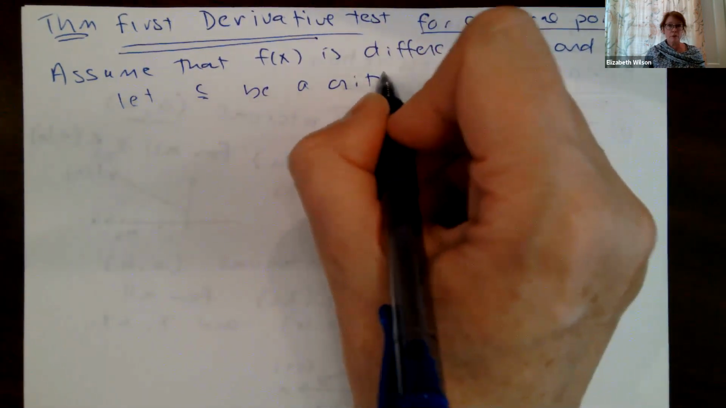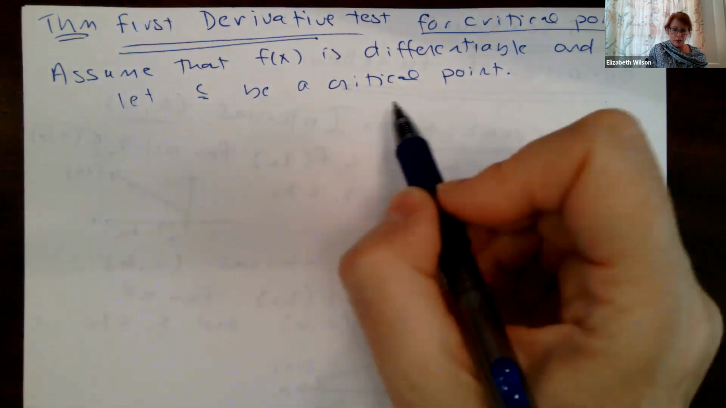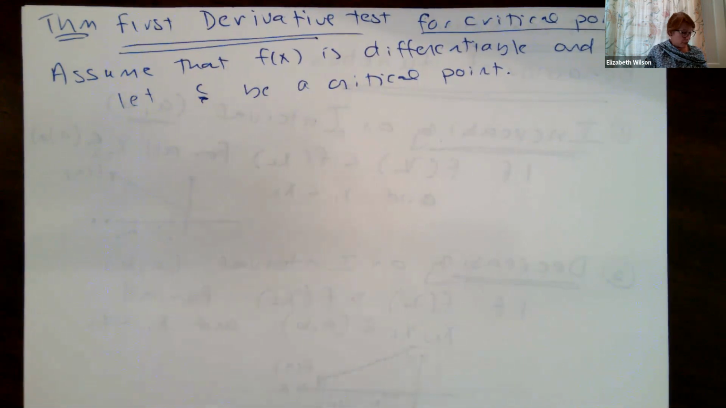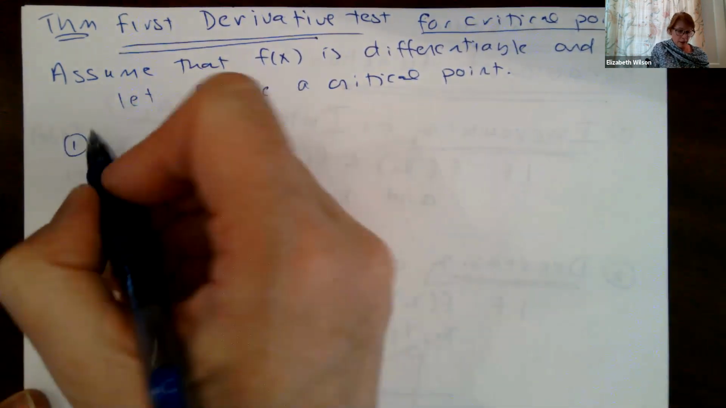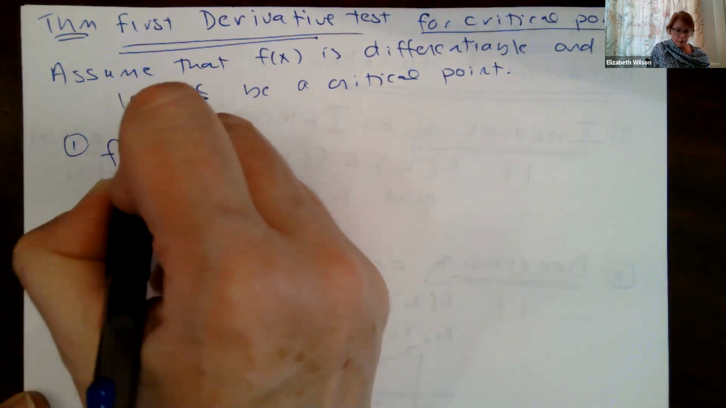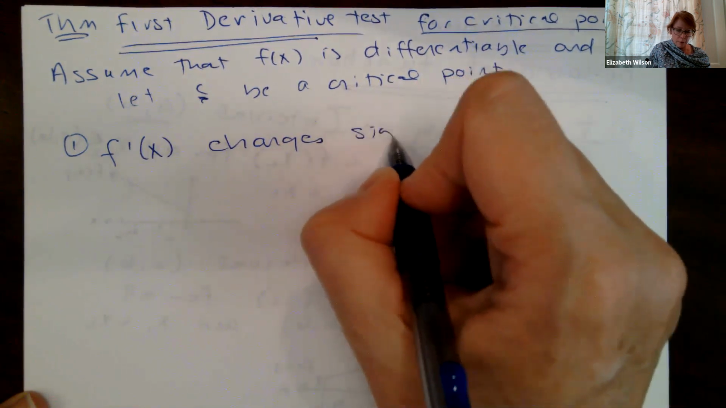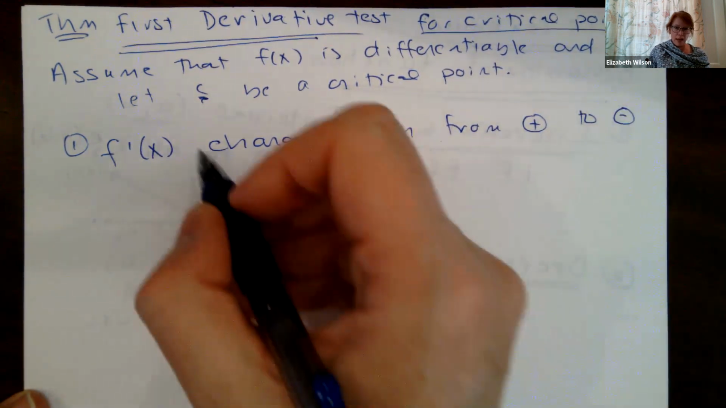For our critical points, right? The critical points come from: I have a function, I take the first derivative, set that first derivative equal to 0, solve for x. Those are my critical points, okay? So I'm telling you C is going to be a critical point. Then the first thing that happens, this is kind of like the theorem that I just put up: f prime of x, my derivative, changes sign from positive to negative at C, at that critical point.